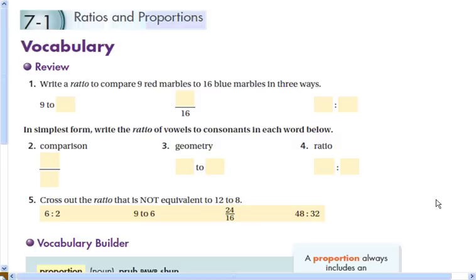All right, this is part 2 of lesson 7.1. Again, the objective is to write ratios and solve proportions. Quick review. Pause now if you want to try it and then check back with your answers.